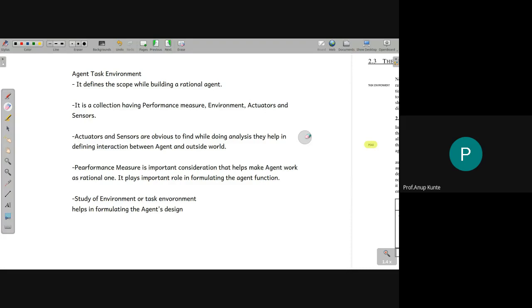So what we're talking about right now is we're just summarizing what we did last lecture. Up to last lecture, we are in a position to know what is the agent task environment.